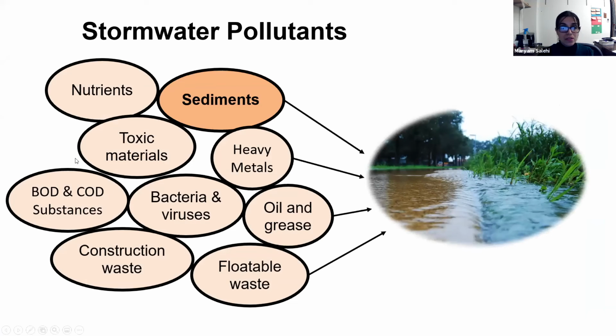And we are going to have lots of pollutants in the stormwater. We can have nutrients, sediments, heavy metals, some toxic material. We can have bacteria or viruses, oil and grease, and some floatable waste like plastic litter. We may have some construction waste and BOD and COD substances, which are organic matter present in the stormwater. So we may have lots of these pollutants, and then the stormwater is going to contaminate the freshwater.